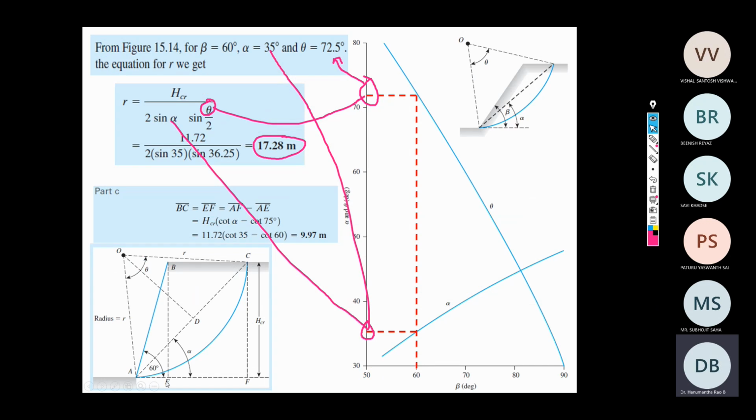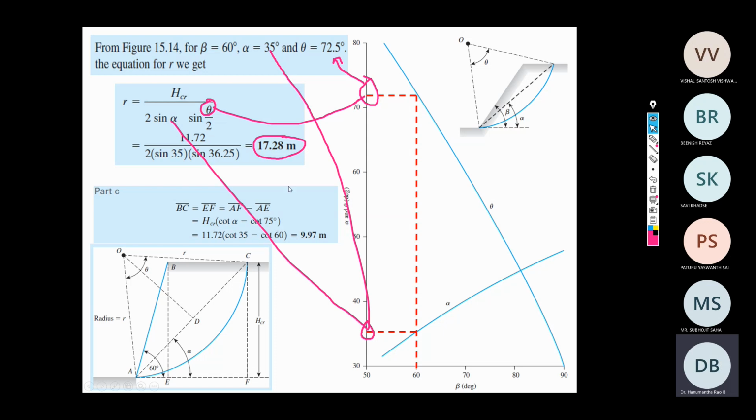BC is equal to nothing but EF, which can be written as AF minus AE. Because everything we have to simplify in the form of known parameters. So here the known parameters are H critical, alpha, beta and theta. So convert everything into H critical, alpha and beta. So alpha is known, that is 35. H critical is known, 11.72.